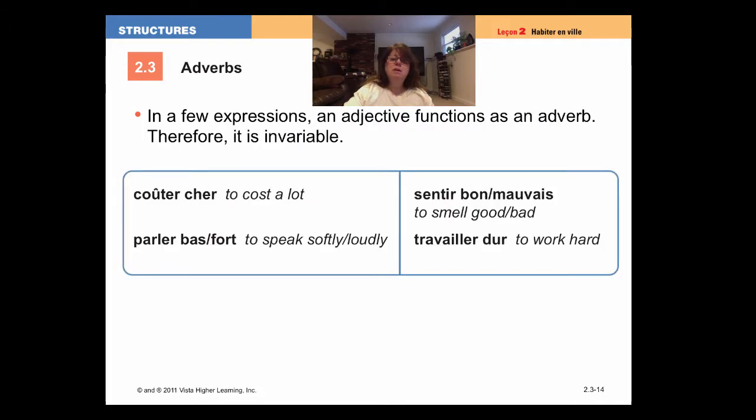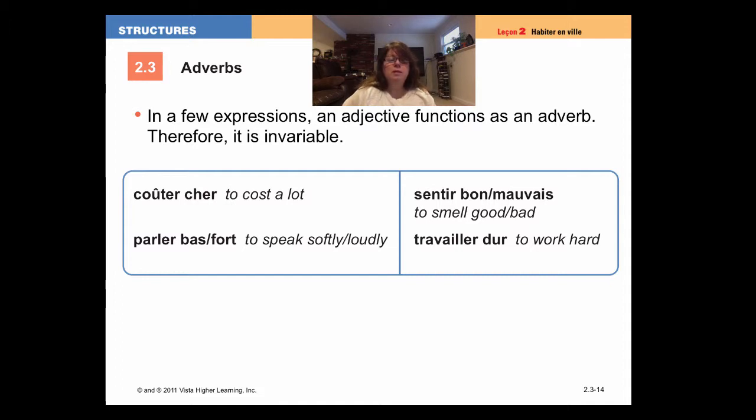There are a few expressions in French where the adjective functions as an adverb, and therefore it is invariable. In other words, it looks like an adjective, but it functions as an adverb. So for example, if something costs a lot, ça coûte cher. Okay, so we do not change the word cher to it costs a lotly. The -ment essentially works like the -ly. And so these are a few that don't do that.